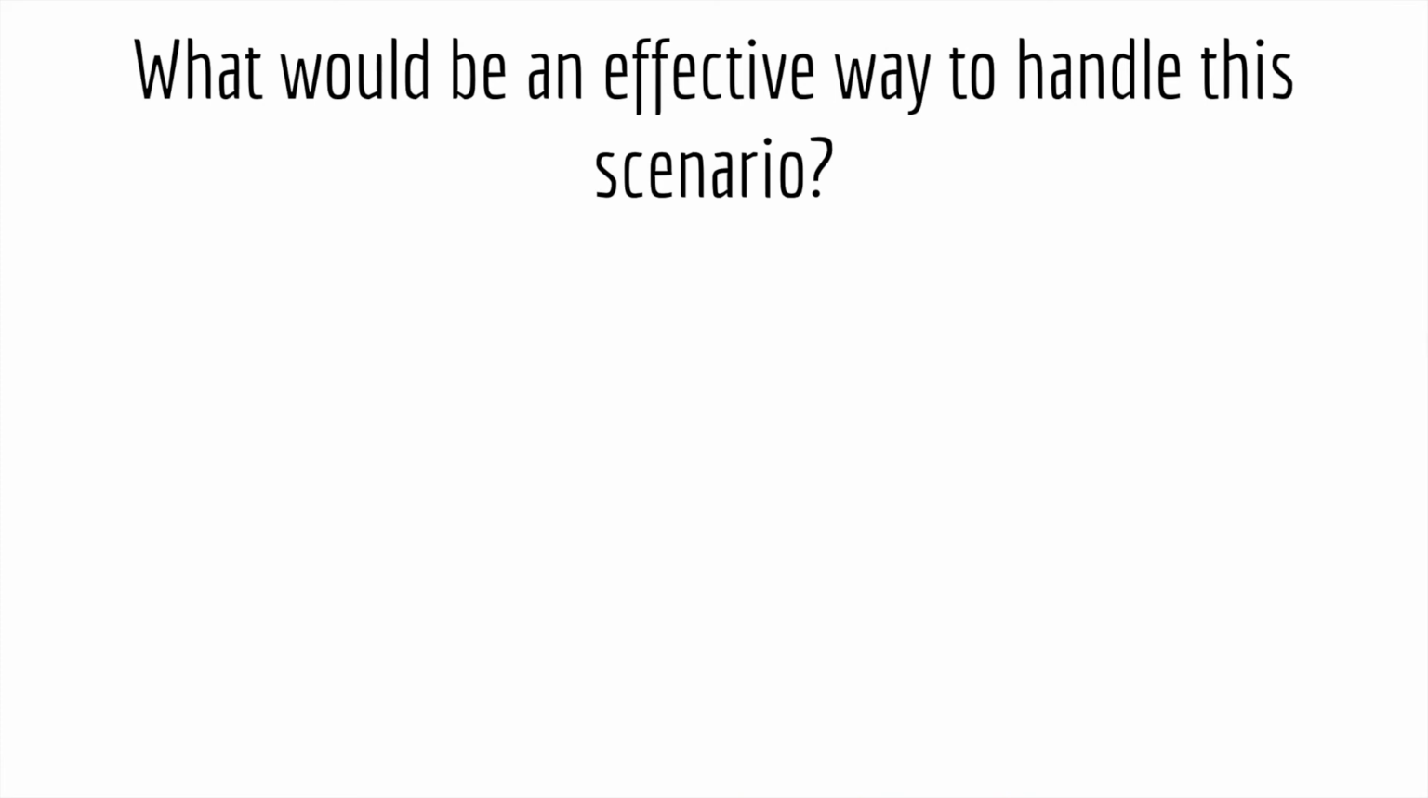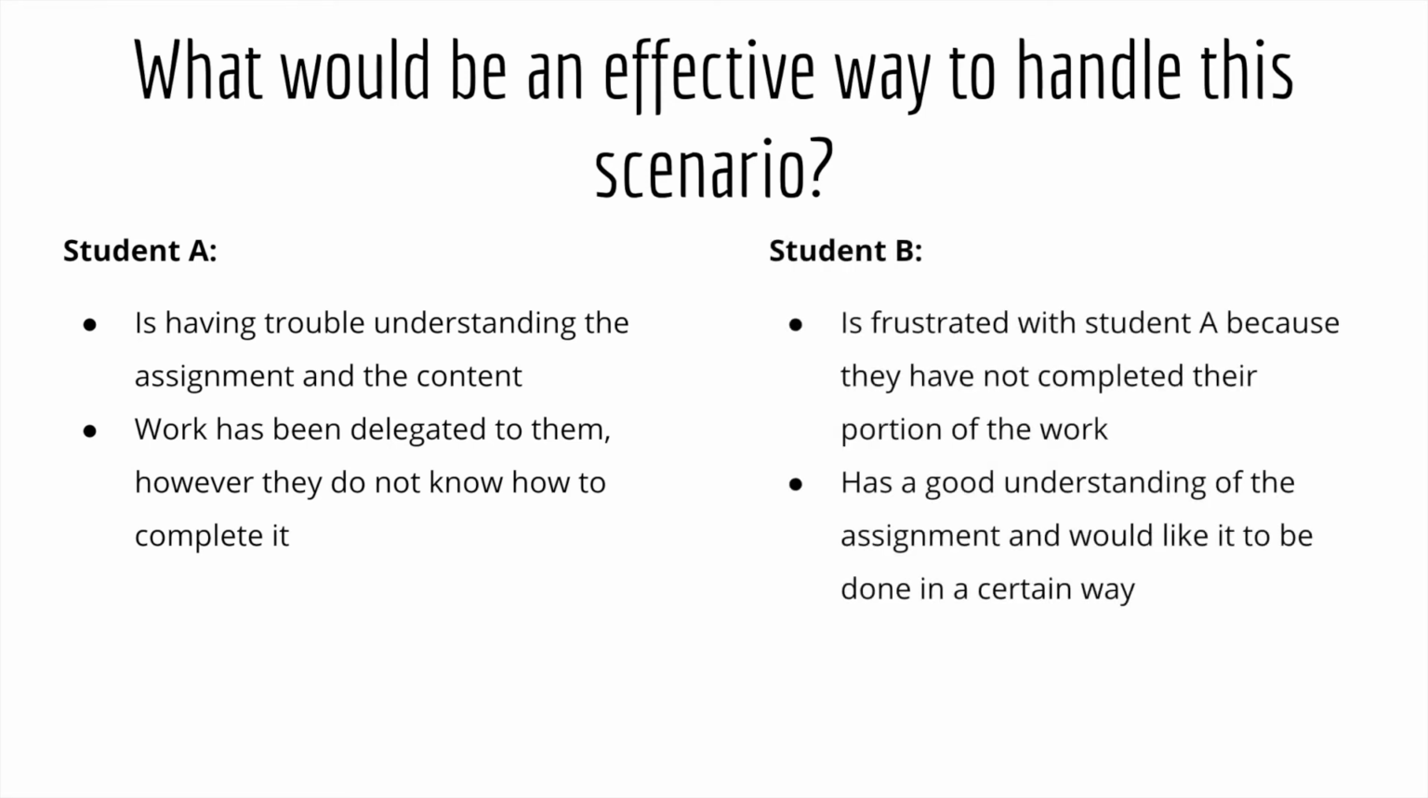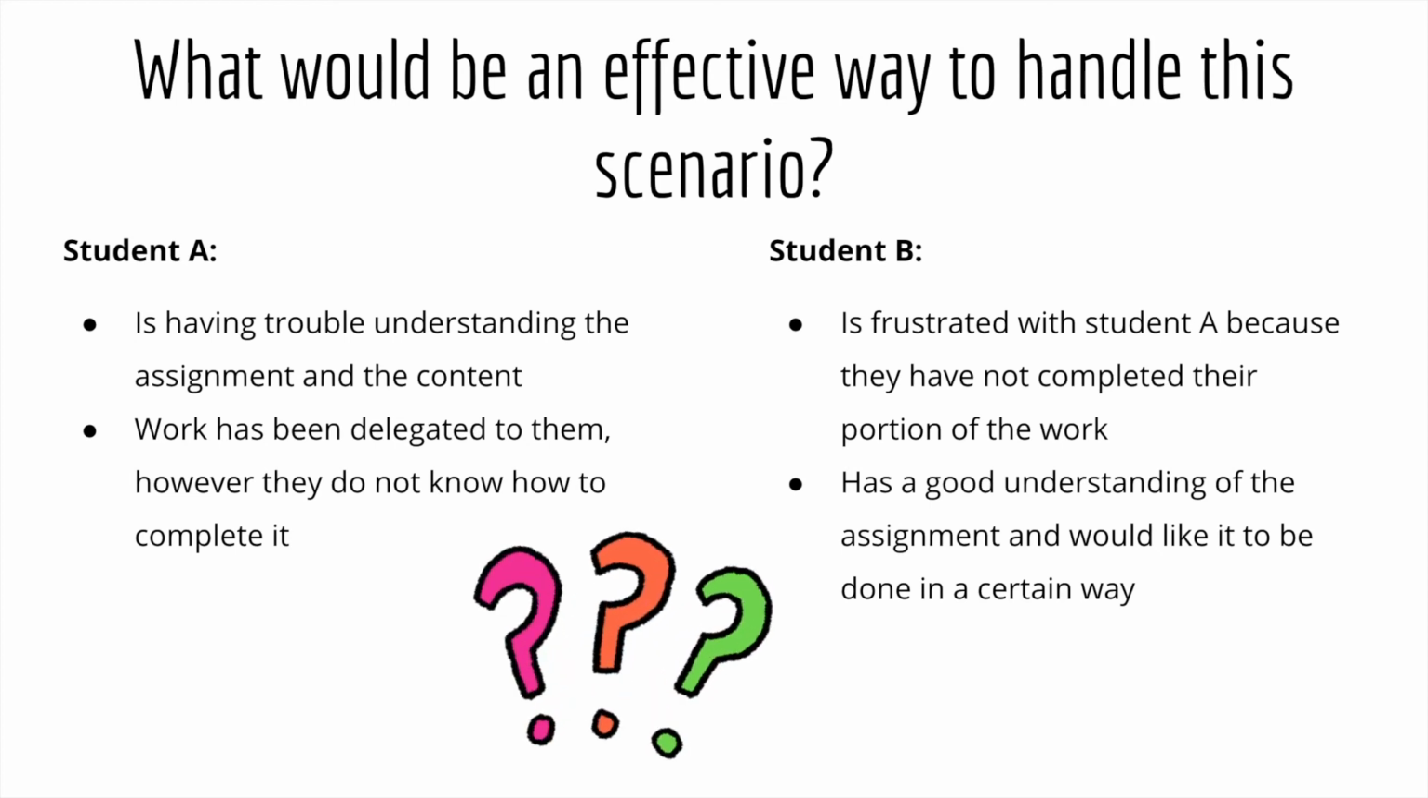What would be an effective way to handle this scenario? Student A is having trouble understanding the assignment and the content. Work has been delegated to them, however, they don't know how to complete it, and they're just confused. Student B is frustrated with student A because they have not completed their portion of the work. They have a good understanding of the assignment and would like it done a certain way. Now take a minute to think and jot down some ideas about how you think this situation would be handled in an effective and respectful way.